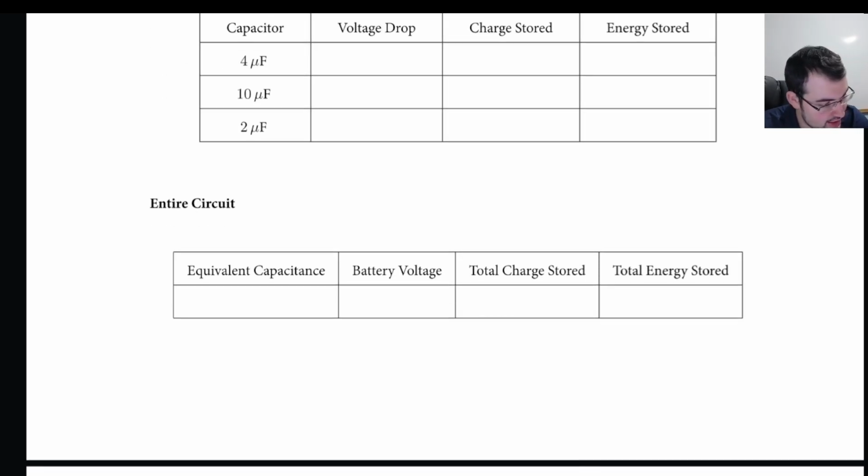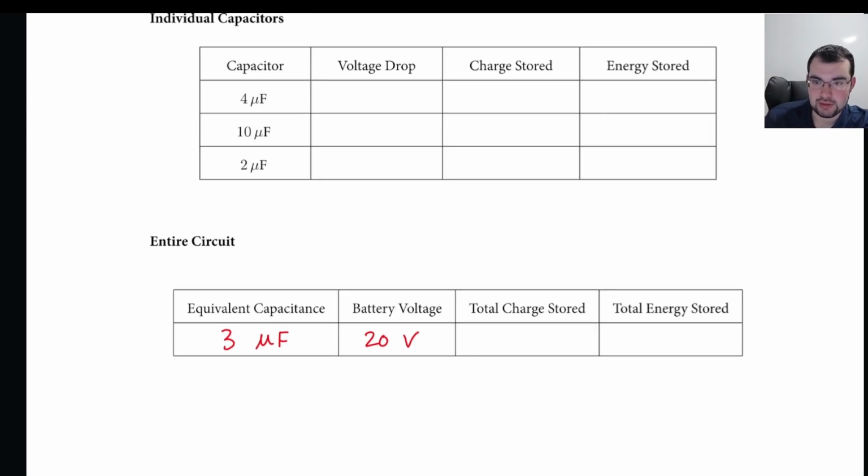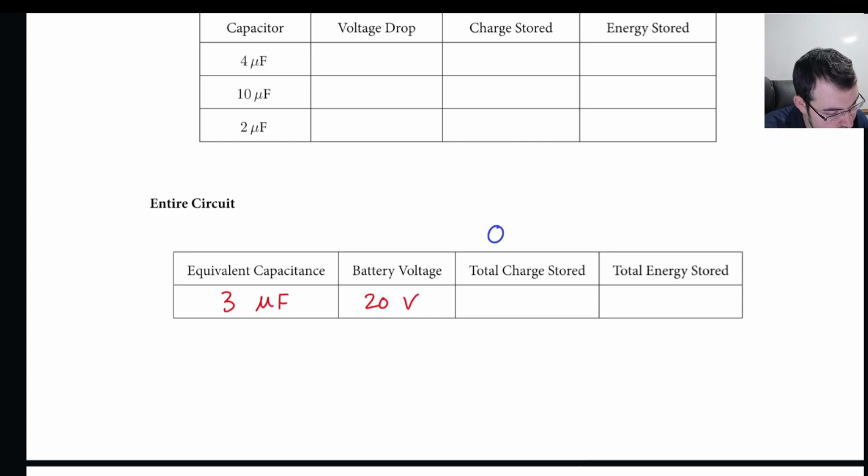Well, this unlocked one thing in our table. Equivalent capacitance was 3 microfarads. Battery voltage was given to us in the problem as 20 volts. So now we just use our capacitance relationships. Because charge is given by Q equals CV. So what is that? Well, I have 3 microfarads and 20 volts, so that's going to be 60 microcoulombs.